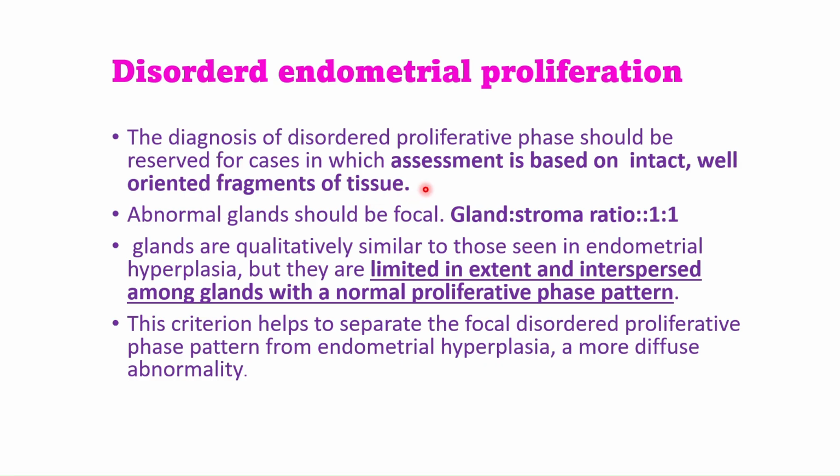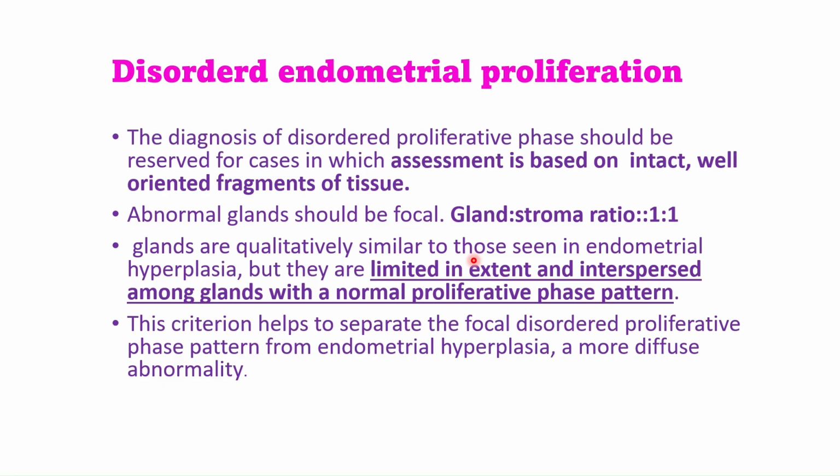meaning we have to see the surface epithelium of the tissue fragment, and then we have to see the glands beneath this surface epithelium. And these abnormal glands should be focal, and the glands to stroma ratio must be 1:1. And glands are qualitatively similar to those in endometrial hyperplasia, but they are limited in extent and interspersed among glands with a normal proliferative phase pattern.